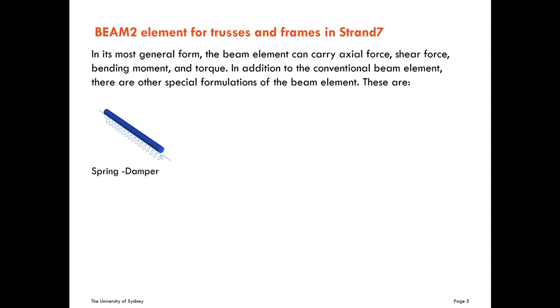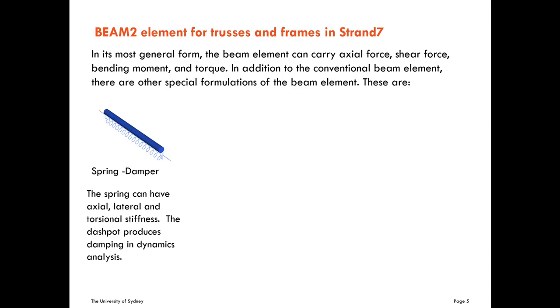These are the spring damper element. The spring can have axial, lateral, and torsional stiffness, and it has a dashpot that produces damping that is sometimes used in dynamic analysis. For example, in the investigation of the dynamic response of a structure due to earthquakes, pedestrian modeling, wind loads, you need to damp the structure, and then you need to use dampers.